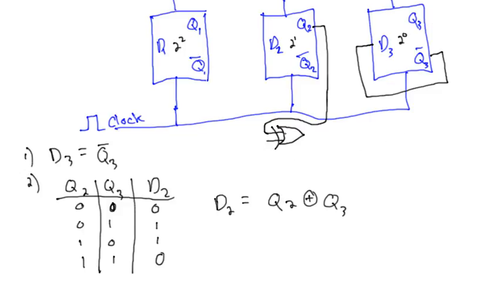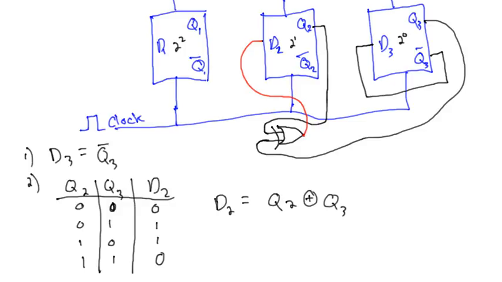I think I'll draw that over again so I get it a little bit smoother. There we go. And the output is D2. So I think I'll try a different color here. Alright, so that should work.